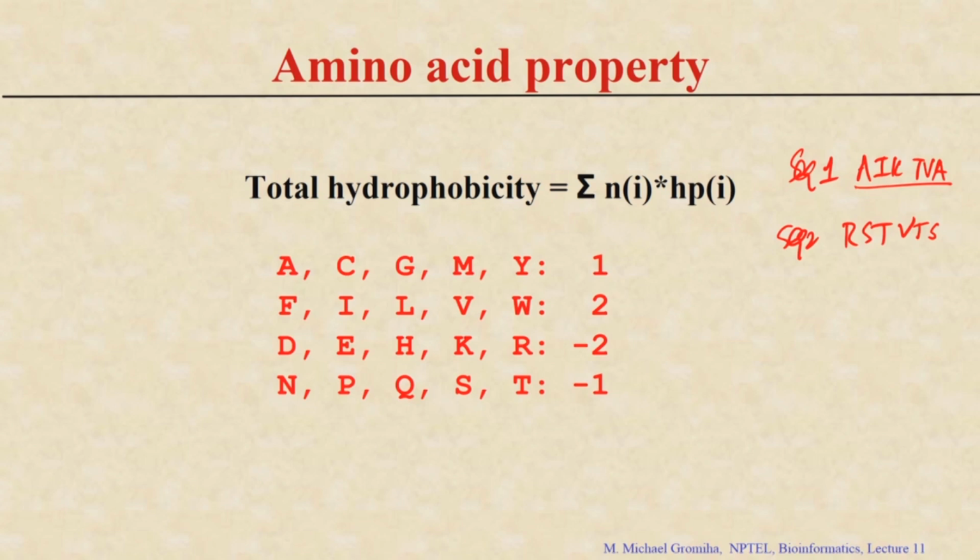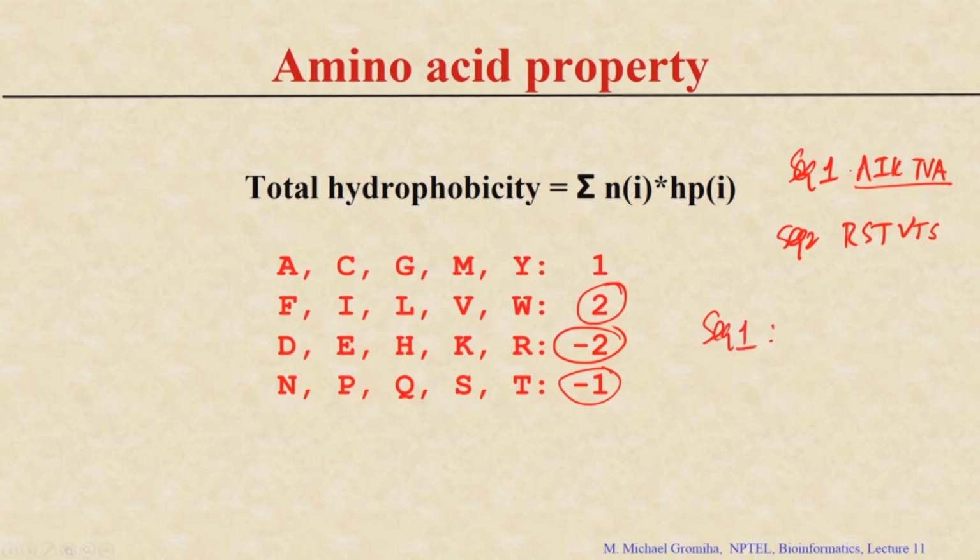For example, I classify the amino acids into 4 groups. One is highly hydrophobic, one is hydrophobic, one is polar and one is charged. For the highly hydrophobic ones like isoleucine, leucine, valine, tryptophan, I put 2, for the hydrophobic ones I put 1. For the charged ones, I put -2, and the polar ones I put -1. If this is the case, what is the value for sequence 1?